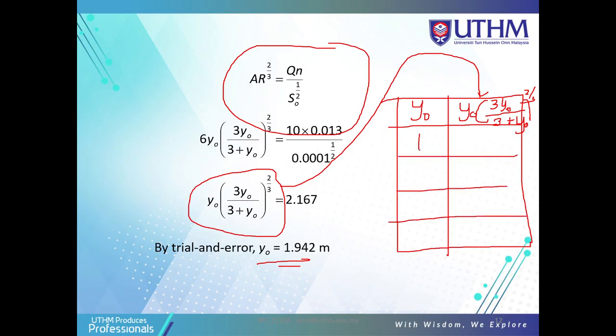Maybe you just put 1, and you get the value here. If you get the 2 here, maybe you get a value of more than 2. After you get the 2, you just put y naught from 2 to 1.9, so you get what? Until you get 1.942, until you get the value in this part here that is the same as this value. So in case of using try and error, you must draw this table.